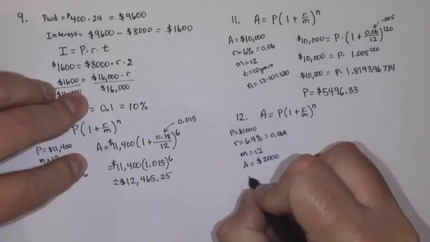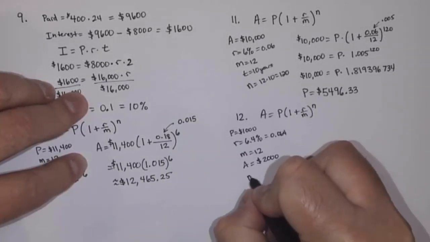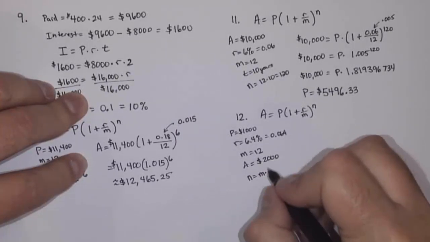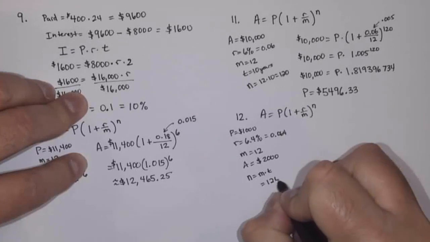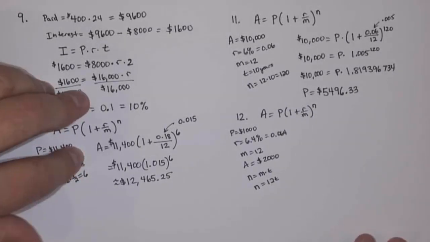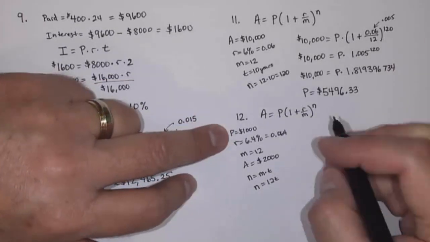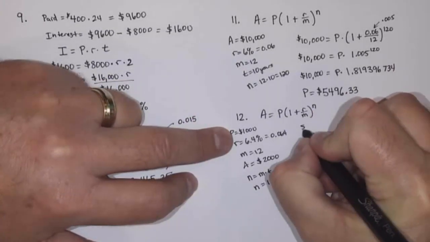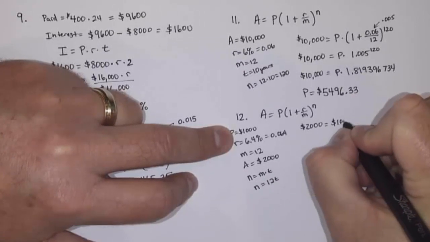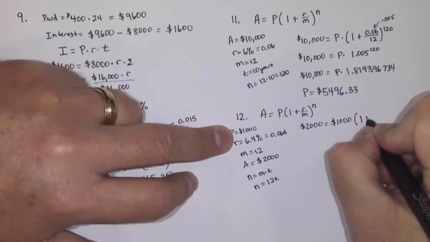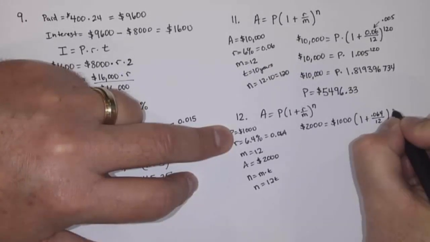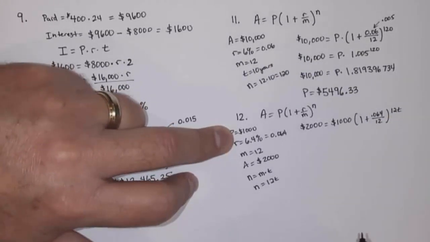Well, if we know that N is equal to M times T, and M is 12, then N is going to equal 12T, and that'll give us the time in years. So we have $2,000 is equal to $1,000 times 1 plus 0.064 divided by 12 raised to the 12t power.